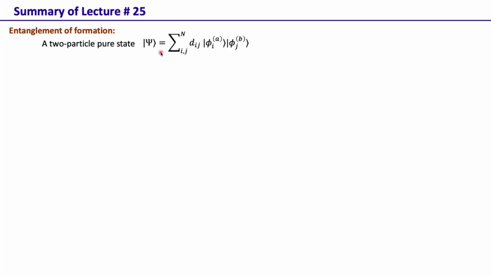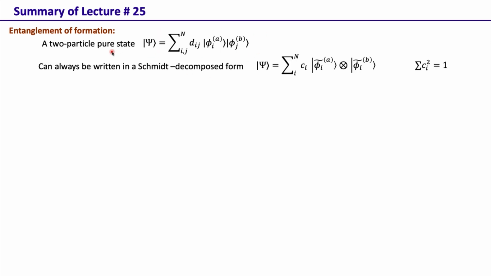So in lecture number 25, we studied how to quantify entanglement. There are several ways of quantifying entanglement, but we mainly looked at one such measure, which is called the entanglement of formation. So first we started with a two-particle pure state. For a two-particle pure state in any dimension, it can be written as a two-dimensional summation. That's the two-particle pure state.